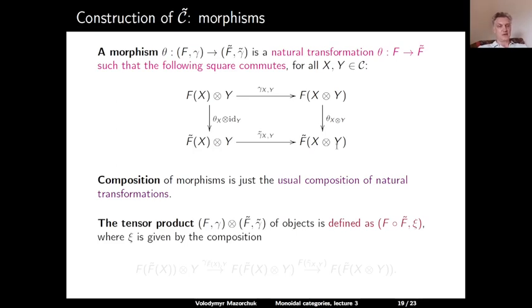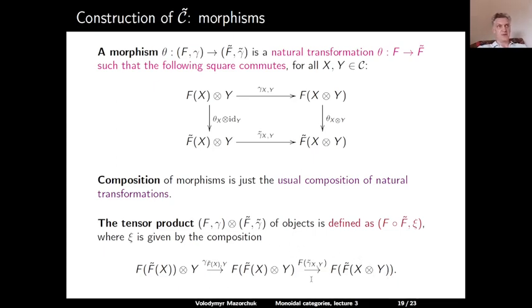So we define the tensor product of f and f tilde as the composition of f and f tilde, and then the structure morphism xi is given by the following composition. So we start from f of f tilde of x, and we tensor this with y. We apply gamma to go to f of f tilde of x tensor y, and now we apply f of gamma tilde to go to f of f tilde applied to x tensor y.